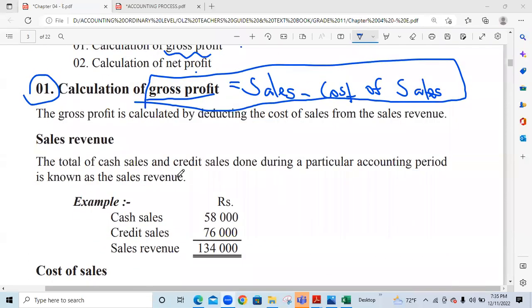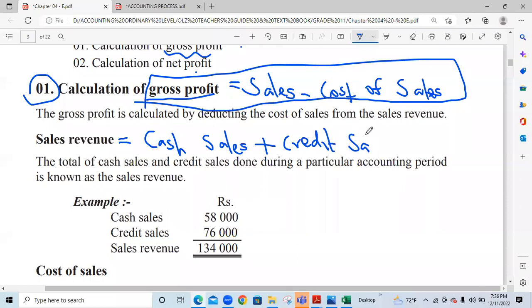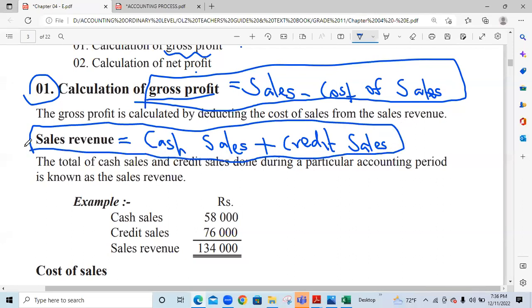Okay, after gross profit, write the second one, sales revenue. Sales revenue is equal to what? Cash sales. Write this equation. I'm trying to give you the summary first, and then I will explain. Sales revenue is equal to cash sales plus credit sales. After that, I'll explain it to you all.